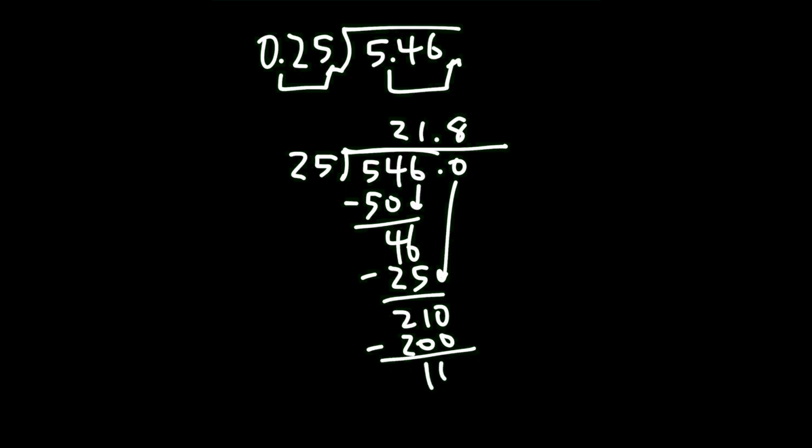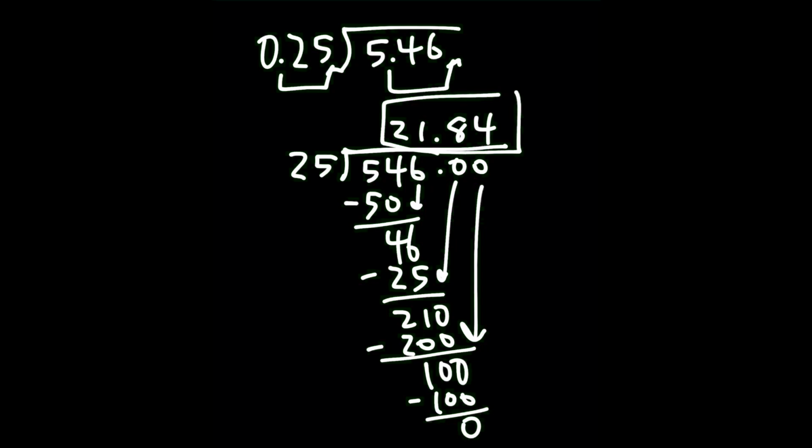And I have 10. And so now I want to bring down another 0 to see what we get. And I know that 25 times 4 actually gets me 100. So I get an answer of 21 and 84 hundredths as my quotient.